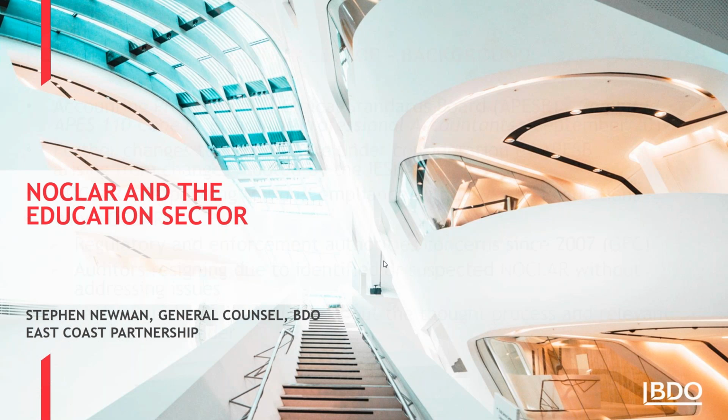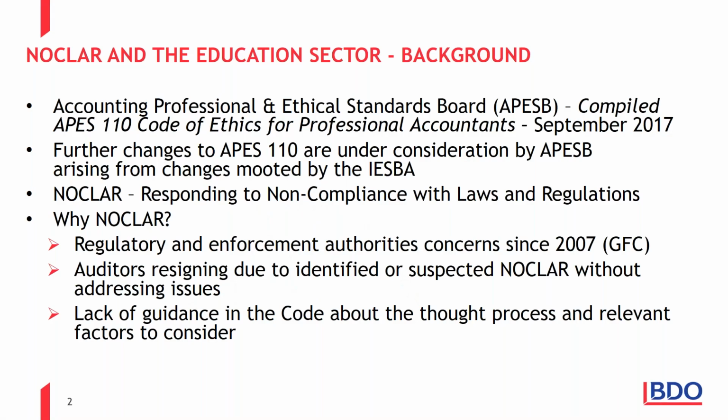So what's the background to this NOCLAR code? Well, you find it in APES 1110, which is a very long document and deals with the Code of Ethics for Professional Accountants. It's published by the Accounting Professional and Ethical Standards Board. There's a compiled version that you can find on the board's website as of September 2017. It contains both the NOCLAR provisions and, of course, other provisions that govern the conduct of accountants.